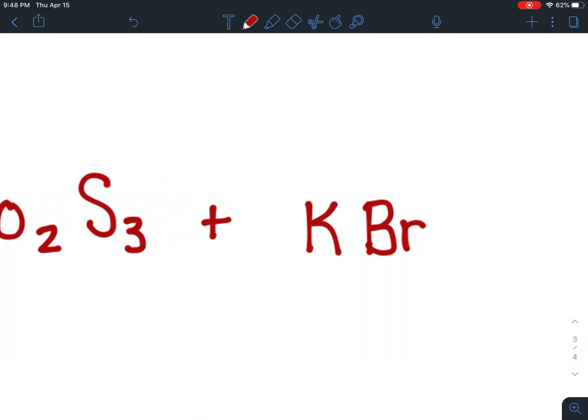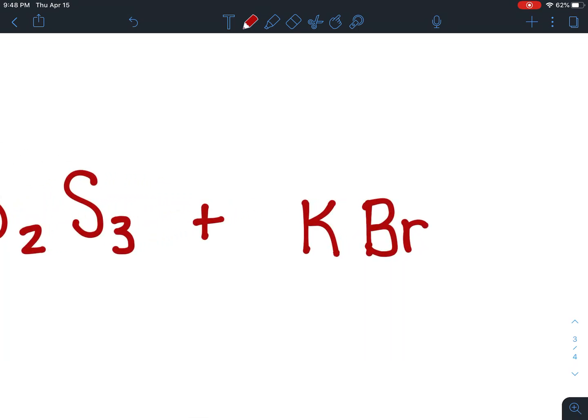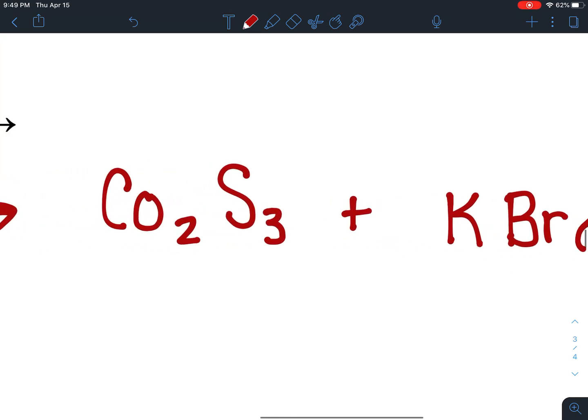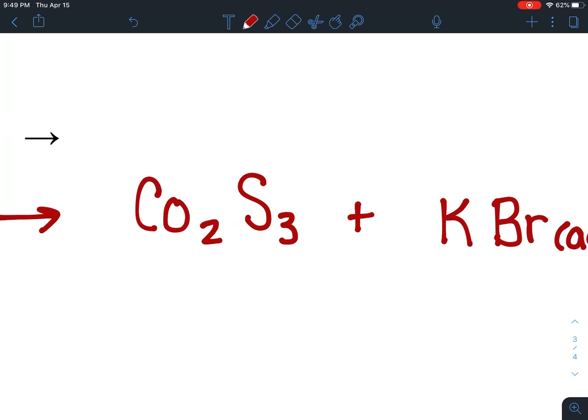So looking at the solubility rules, I'm actually going to look at potassium bromide. Potassium is one of those elements, alkali metals, that will always form soluble compounds. So no matter what the anion is, the potassium will cause this thing to be soluble in water. So this is going to be my aqueous. And then my sulfide, especially with the cobalt, this is going to be my solid. So this reaction will occur.